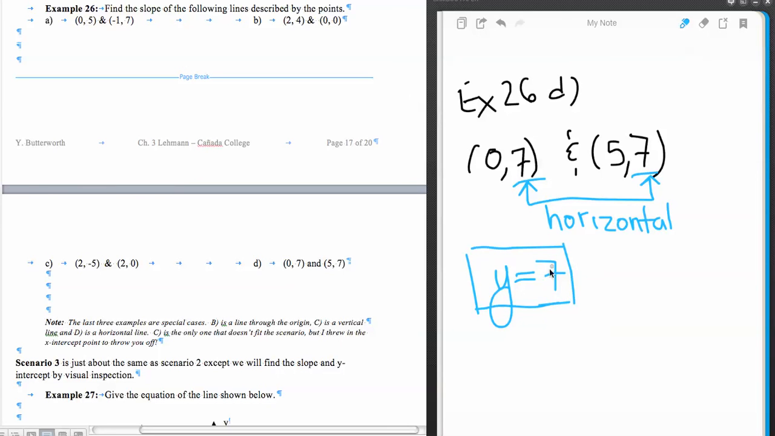Okay, in our next video, we're going to be talking about the last scenario, when we have a graph of a line. So we'll come back to that last example, number 27 there.